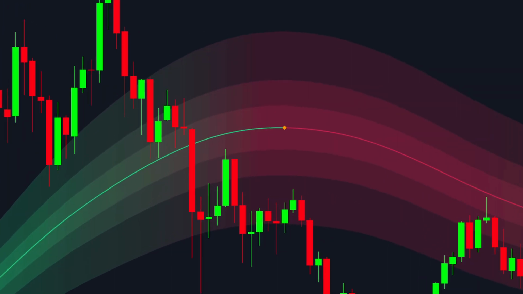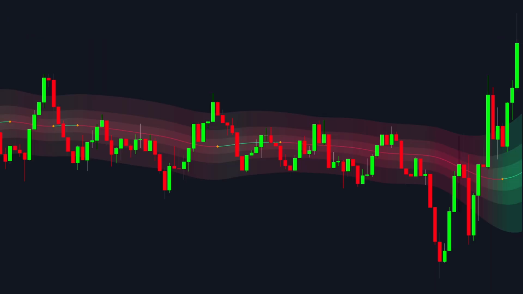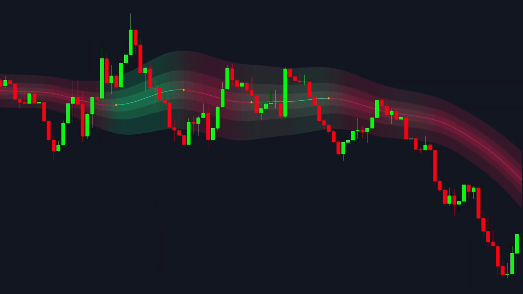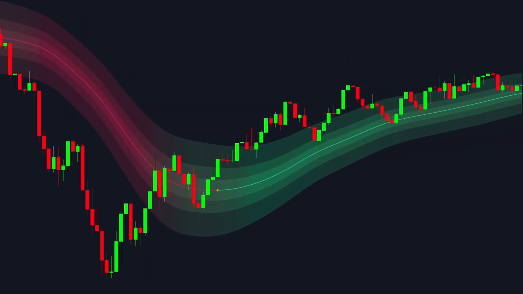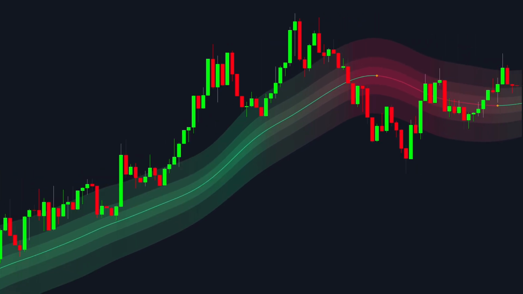The last part of this indicator is the trend shift markers. These orange diamonds only appear when a trend reversal is confirmed. If you see one of these appear, the indicator is saying the trend is done, time to pay attention. And here's the key, when you combine all three of these elements, you get a complete roadmap of what's happening in the market right now, instead of reacting late like most traders.